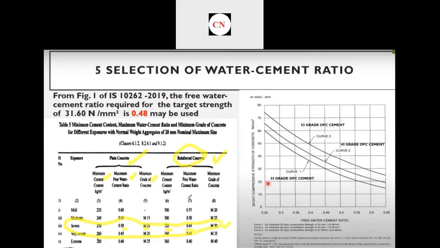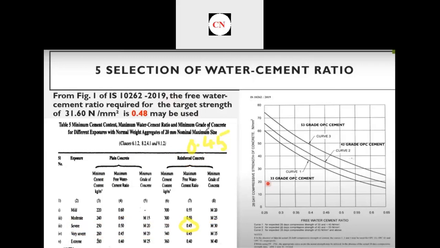Okay, so now, for this particular illustration, we are referring to the severe condition. For severe condition we need to observe the water cement ratio. The water cement ratio which can be taken is 0.45. Okay, 0.45 is our water cement ratio from the durability aspect. So always go for the lesser water cement ratio, considering the durability aspect.